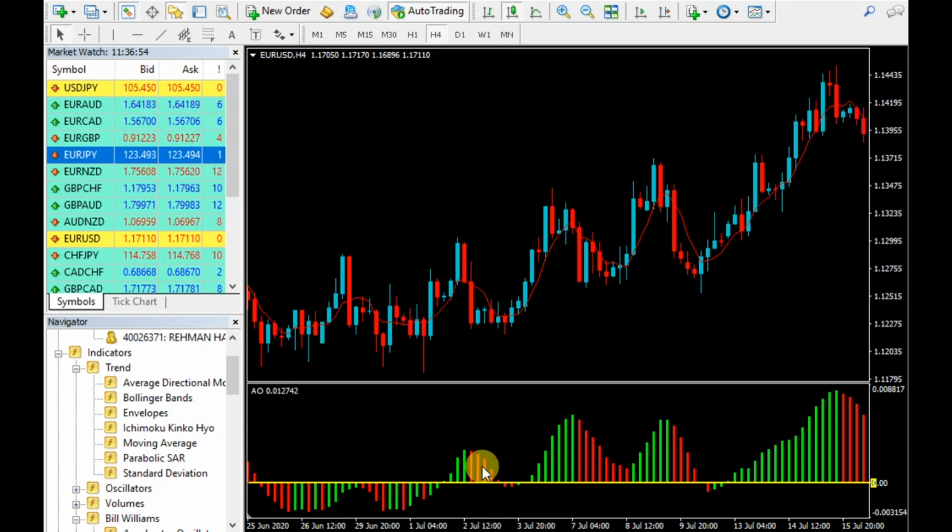So this is a very simple way of using the awesome oscillator, but I believe this is not one of the best ways, because if you use it in this way, you're gonna just lose your money, as long as you don't have a trailing stop loss activated. Because see, what's gonna happen is, let's say you want to go for long trades, and you get this bar below zero, and then you get the second bar.